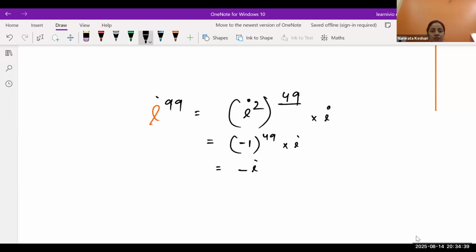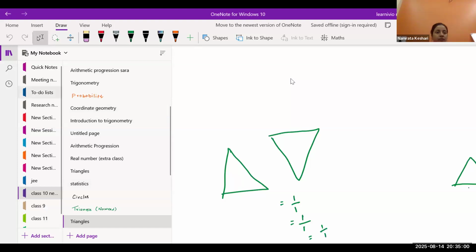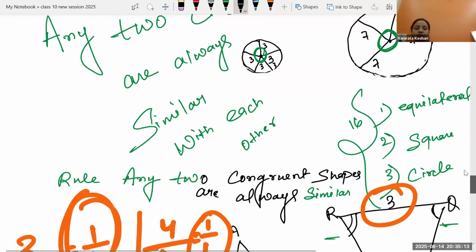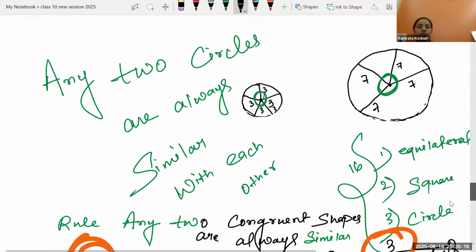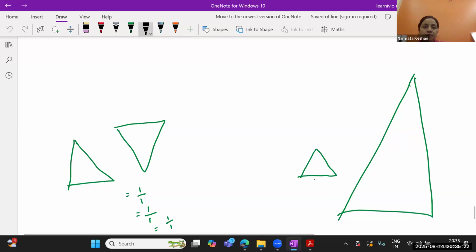Let's continue with the discussion. Okay, so we were discussing similar triangles. Let's do the first exercise.